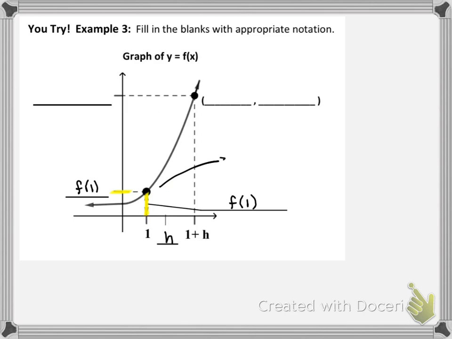So this point is 1, f of 1, if it helps to label the point with the ordered pair first, even if it's not asked for. So then what about our second point right here? What's the x-coordinate? 1 plus h. And the y-coordinate? F of 1 plus h. And so the height of that point is f of 1 plus h. Good.